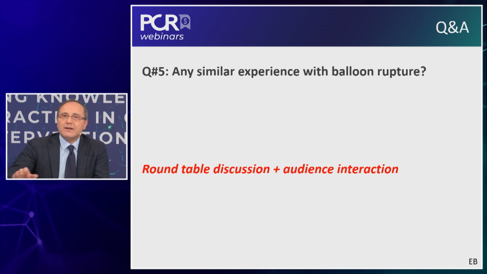Is it the case that Flavio used the balloon not correctly, or is it something that can happen? And if it happens, how to manage, Margaret?